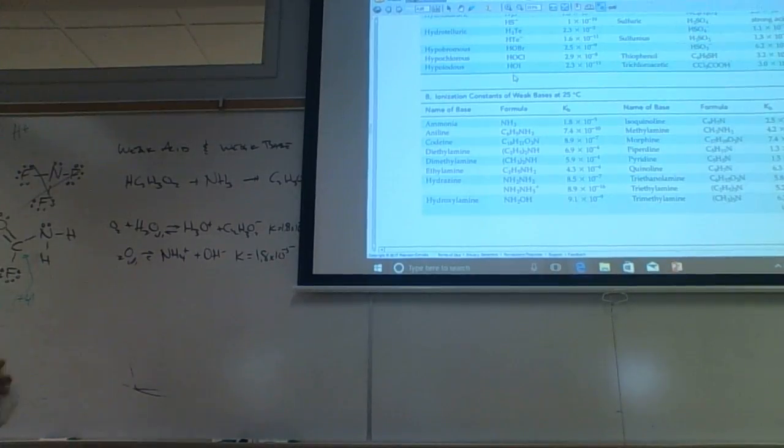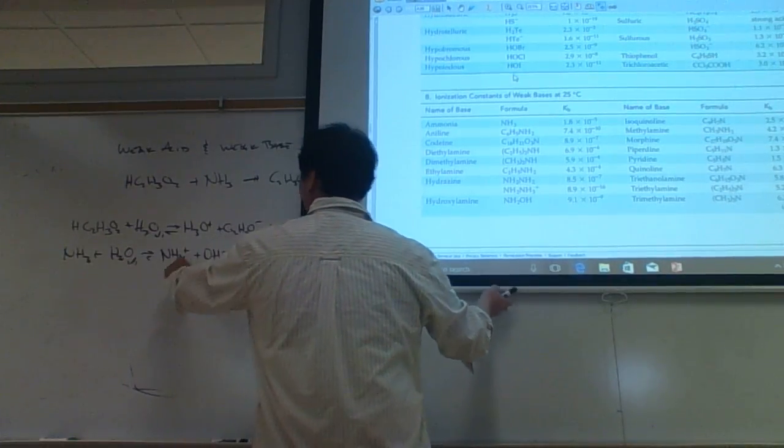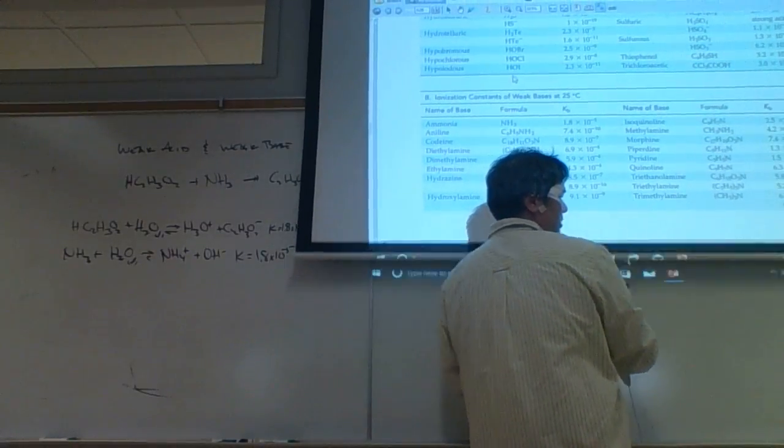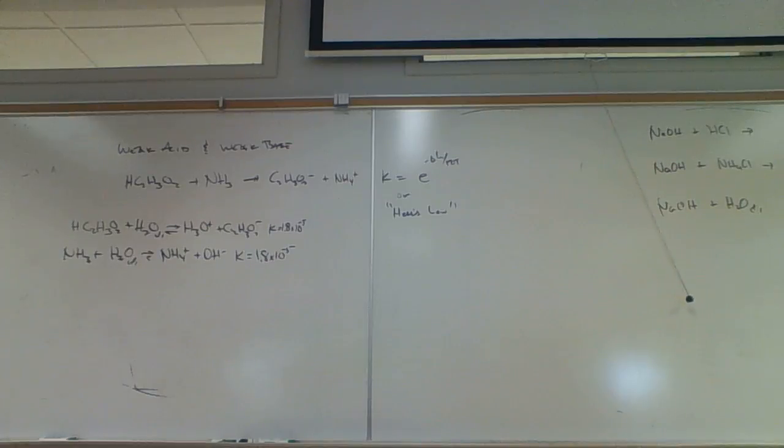All right, so let's go back to this. Actually, I accidentally erased this. So if we add these two up, then I have my acetic acid, I have my ammonia, I have my acetate, and I have my ammonium. So I'm almost there. I just have two waters, a hydronium and a hydroxide to get rid of. Have you seen two waters, a hydronium and a hydroxide before? Yes. Two waters going to hydronium and hydroxide is called Kw.